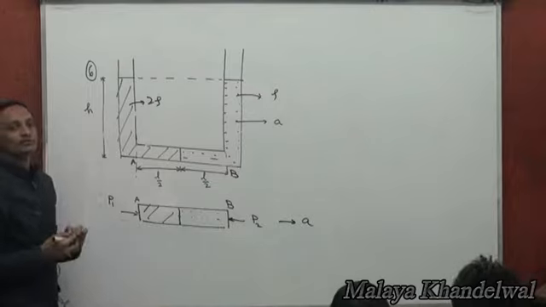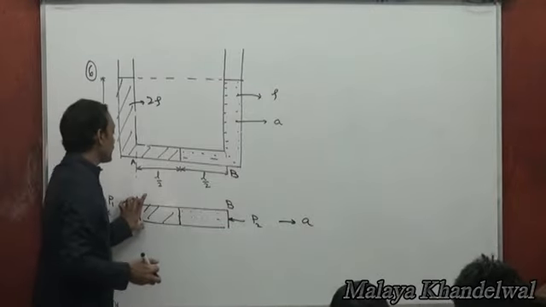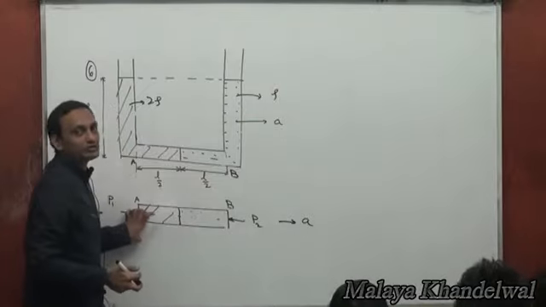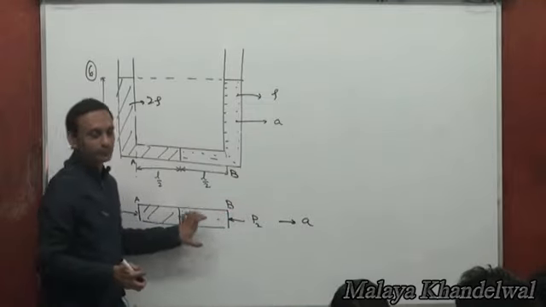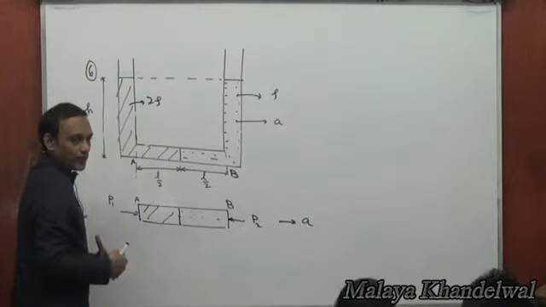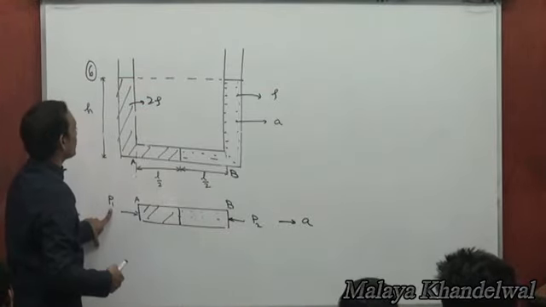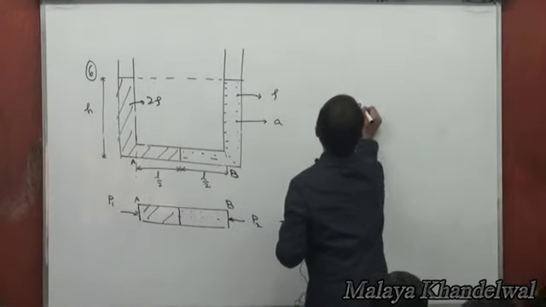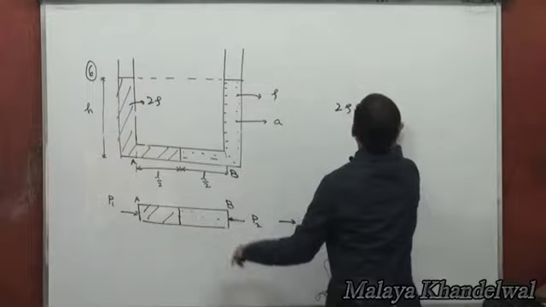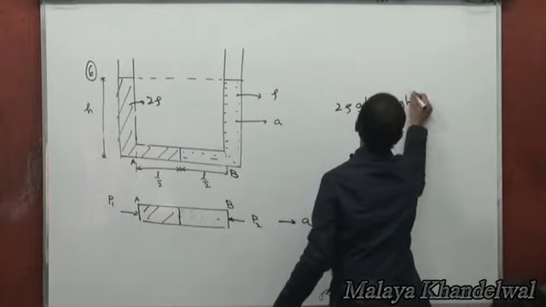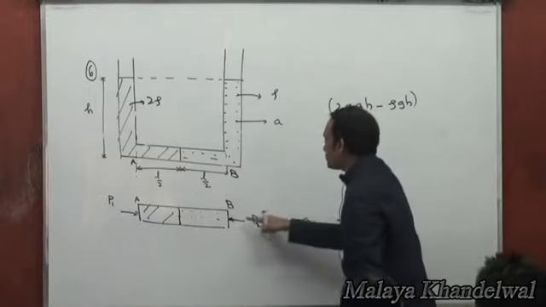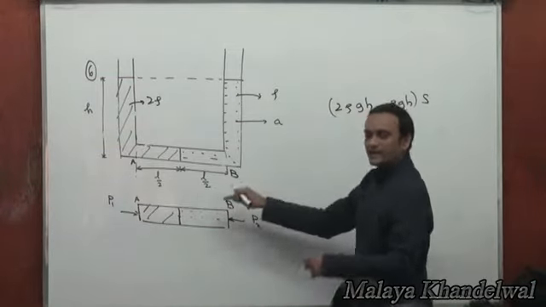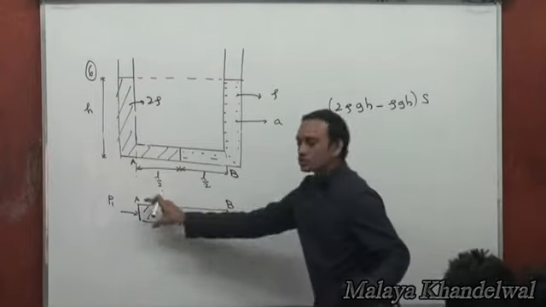So now all that I need to do is apply Newton's second law to this horizontal column. So when I do that, the pressure P1 would be 2 rho gH minus the pressure P2, which would be rho gH, into the area of cross section, let's say S. S is the area of cross section. So that's the net force acting to the right on this column.